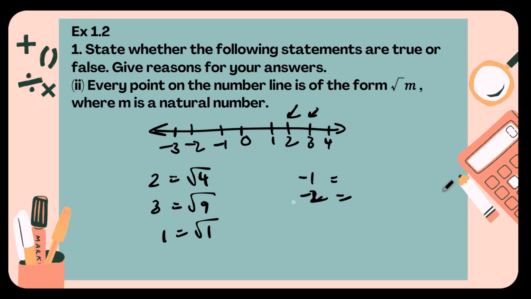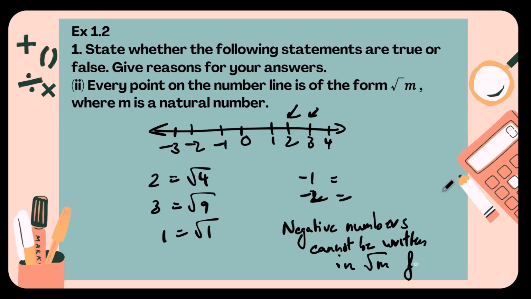Negative numbers, can we write like this? I can say negative numbers cannot be written in root m form, right? We haven't learned that, correct? Written in root m form. So you have to state that, and that's why it's false. Okay. All right. Next question.